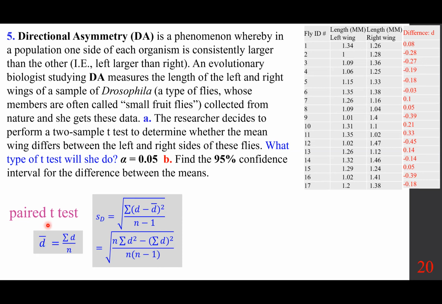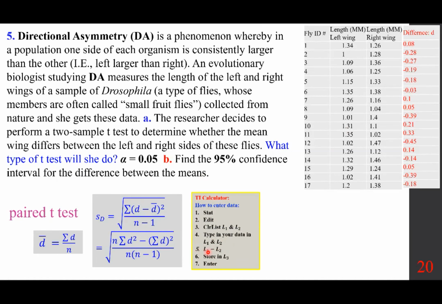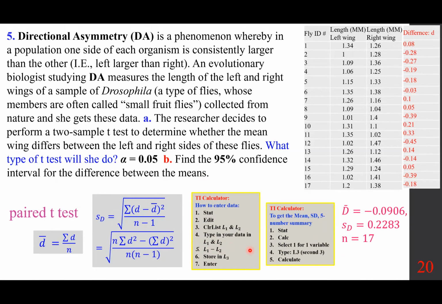And so we can calculate it by hand, or with technology we put all of this in, and I'm reminding you how to set this up. You can put them in L1 and L2. Look at L1 minus L2, store it in L3, and do the stats on that, and it will result in D bar. And on purpose, I used capital D here versus lowercase d to tell you it depends on the text. They both mean the same thing. And S sub D, that means this last column, the mean is negative 0.0906, and the standard deviation is 0.2283. And of course, we have 17 pieces. N is 17. And now we are ready to do the test of hypothesis.